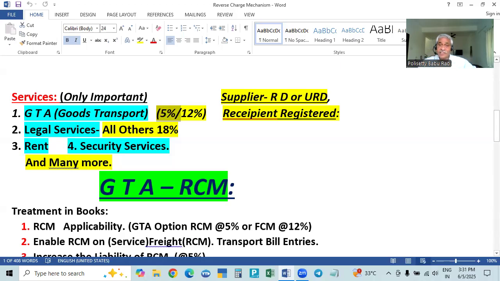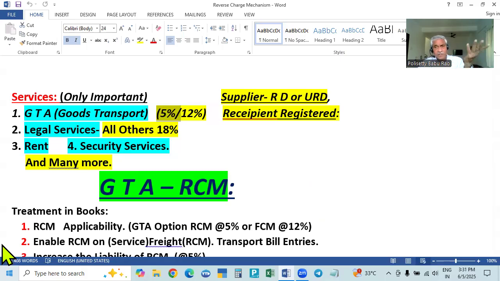Another one is private people. Any private people, registered or unregistered, may give a building on rent to others. If the building is a residential building, rented out for residential purpose only, then there will be no GST. But if a commercial building is given for rent for business purpose, the tenant who takes it on rent, if he is a registered person, then for residential unit or residential purpose, no tax at all.